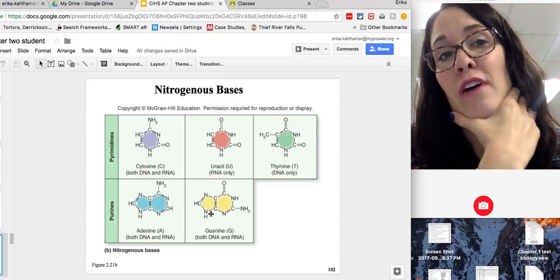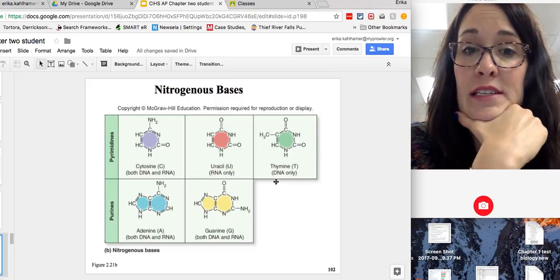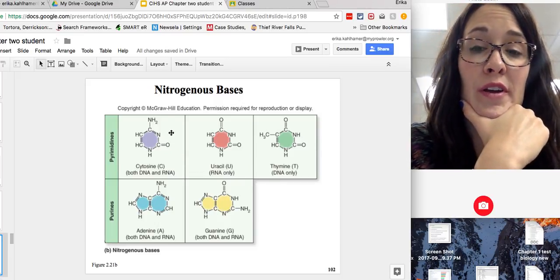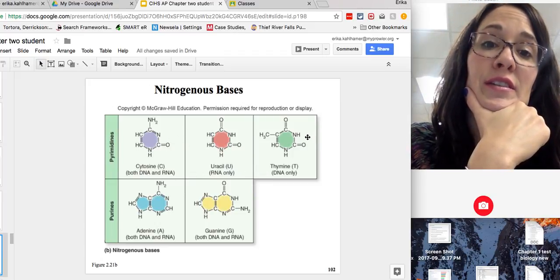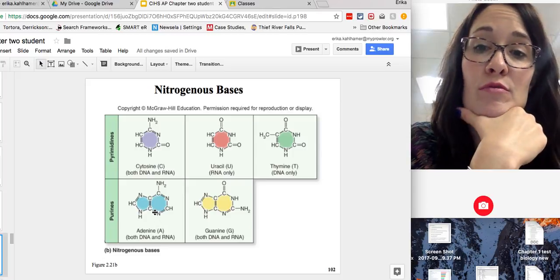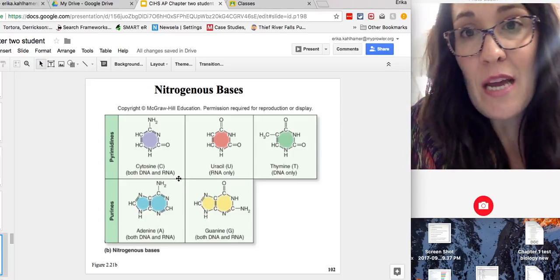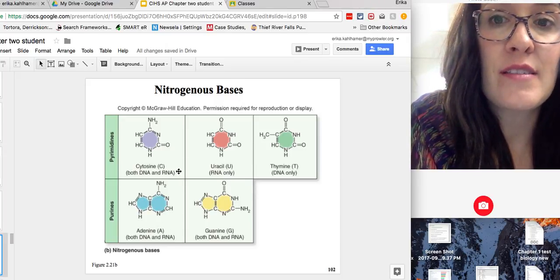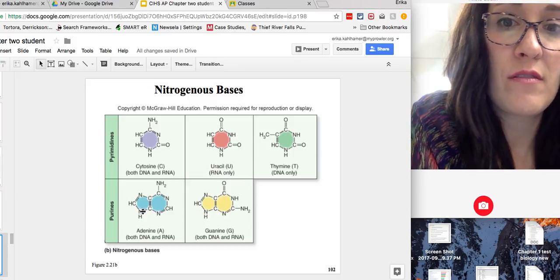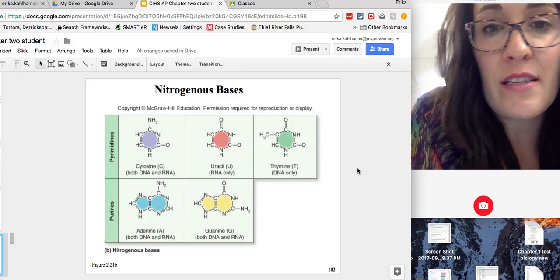And this shows the 5 different nitrogenous bases and whether it's 1 ring or 2. The pyrimidines have 1 ring. That's cytosine, uracil, thymine. The purines have 2, adenine and guanine. And it also lists what type of nucleic acid we can find in these bases. You can see that these 3 can be found in both. And in RNA, we only have uracil, and in DNA, we only have thymine.